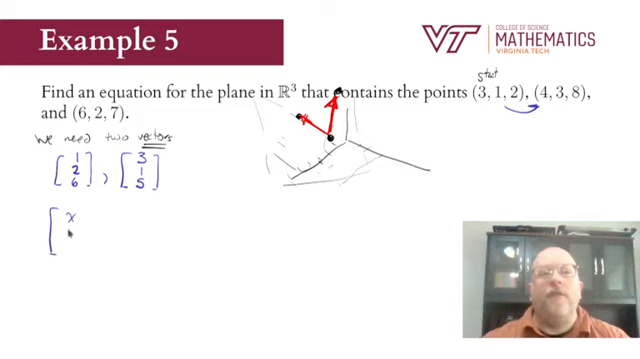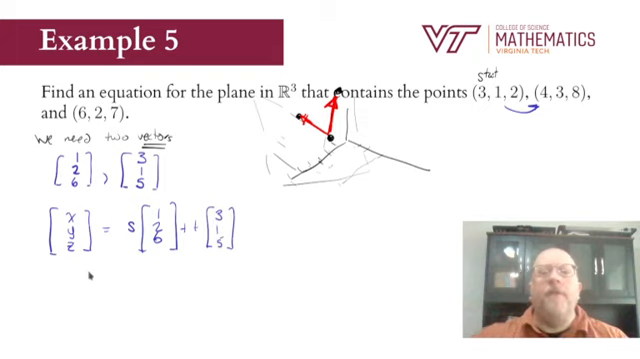And so if we look at the span of those 2 vectors, this is what we get. We get s times 1, 2, 6 plus t times 3, 1, 5. But this is not quite right this time. We're not done yet. Because when s and t are 0, this gives me the origin. This plane doesn't start at the origin, it starts at 3, 1, 2.